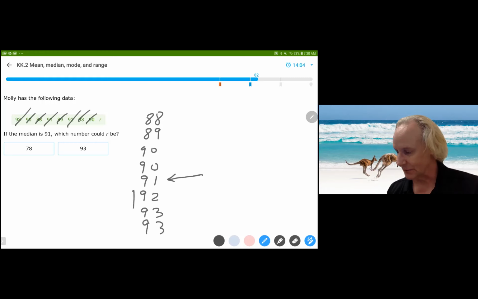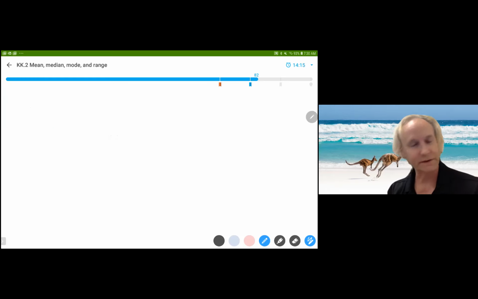So obviously the number has to be on this side because this side has 4 91's in the middle, and there has to be 4 on this other side. So we need another 93, don't we? So there it is. Hopefully that made sense to you.